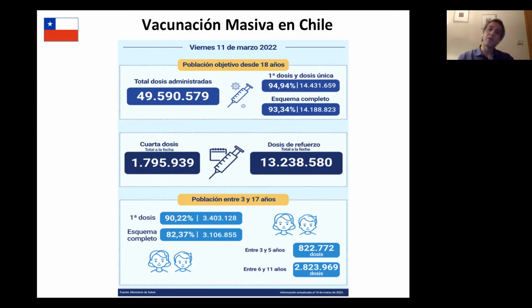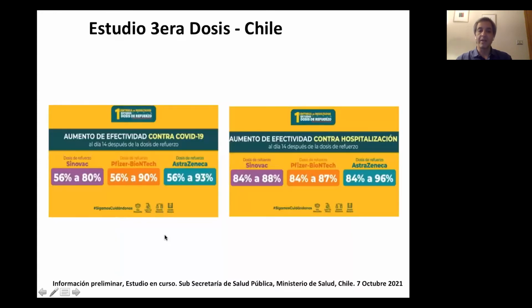Also, Chile was one of the first Western countries in the world that started vaccination in children, and not including only adolescents. That means including also children less than 12 years of age. And at this moment, more than 82% of all our children in the country have a complete scheme for COVID-19.